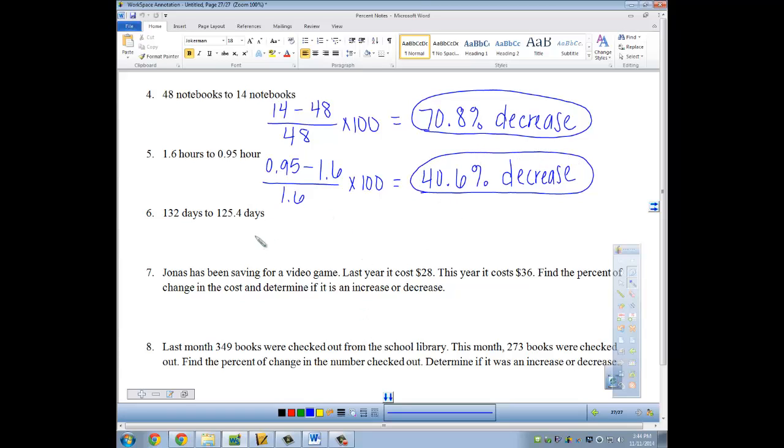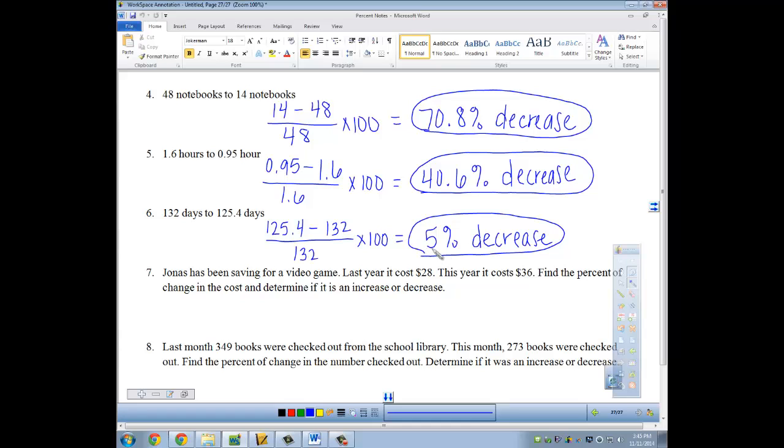Number 6, take your second number, 125.4, minus your first number, 132, divided by your first number, 132, times 100. So 125.4 minus 132, then divide by 132, then times 100, you're going to get about 5%. That's a horrible 5. And again, it went down, 132 down to 125.4. You should have gotten a negative answer on your calculator, so it's a 5% decrease again. A lot of decreasing. That's weird.